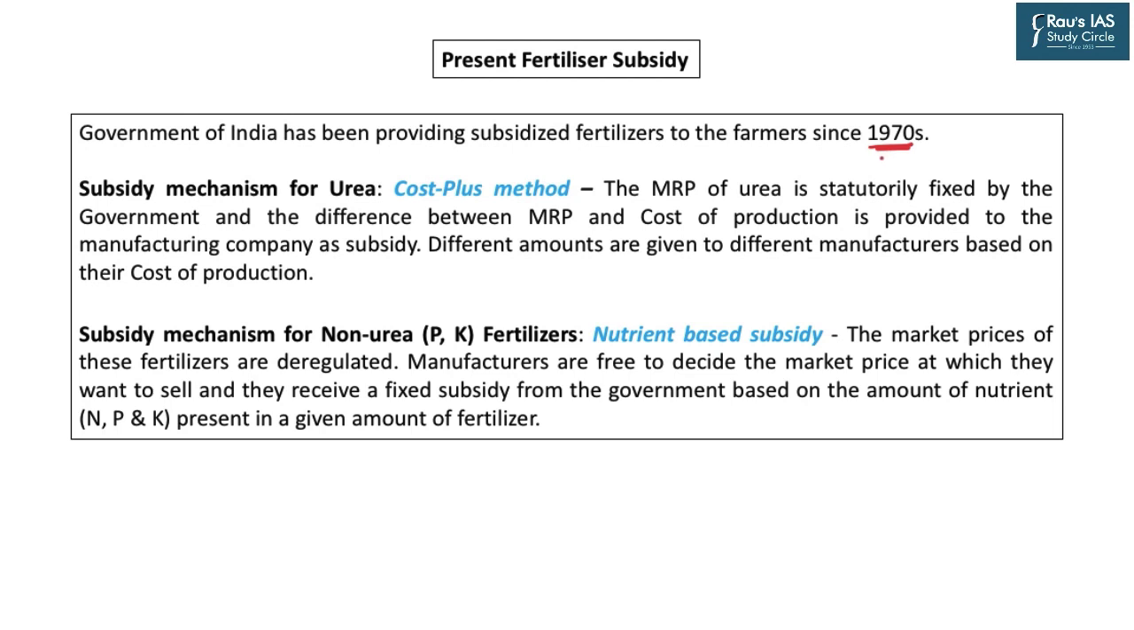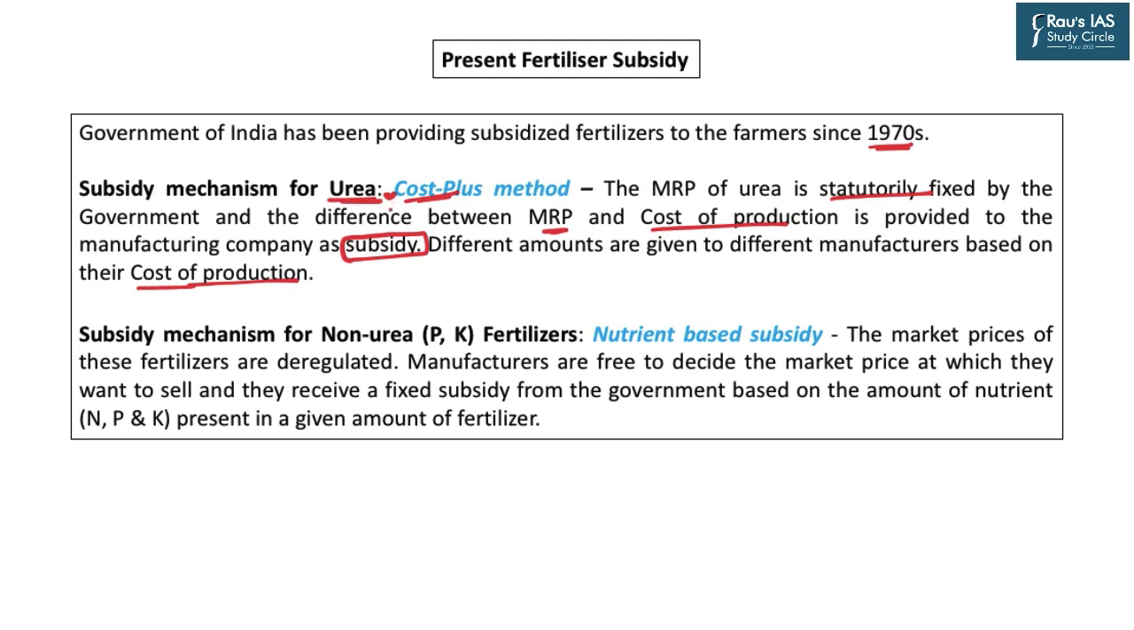For urea, the method for giving subsidy is called the cost plus method. Here the MRP of urea is statutorily fixed by the government, and the difference between MRP and the cost of production is provided to the manufacturing company as subsidy. And hence, different amounts are given to different manufacturers based on their cost of production. This method is called cost plus subsidy. The cost plus subsidy is for urea.